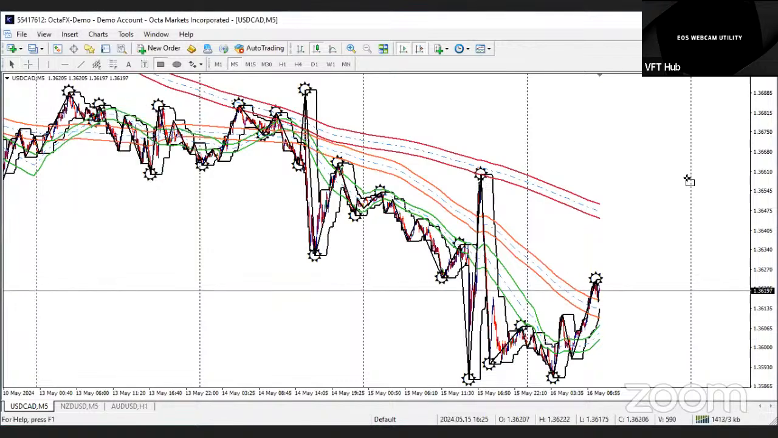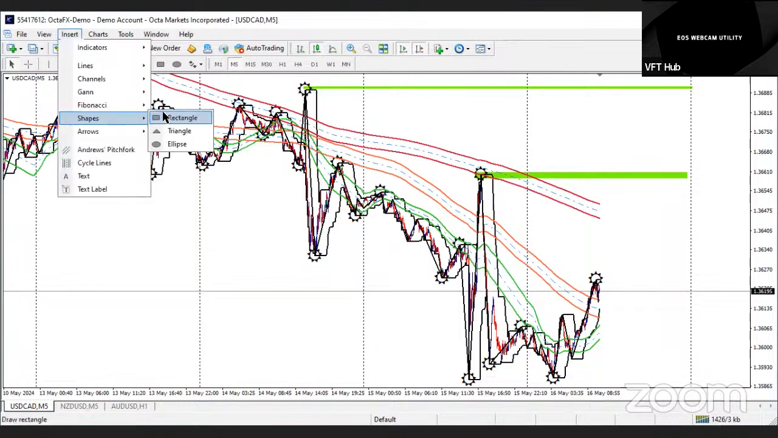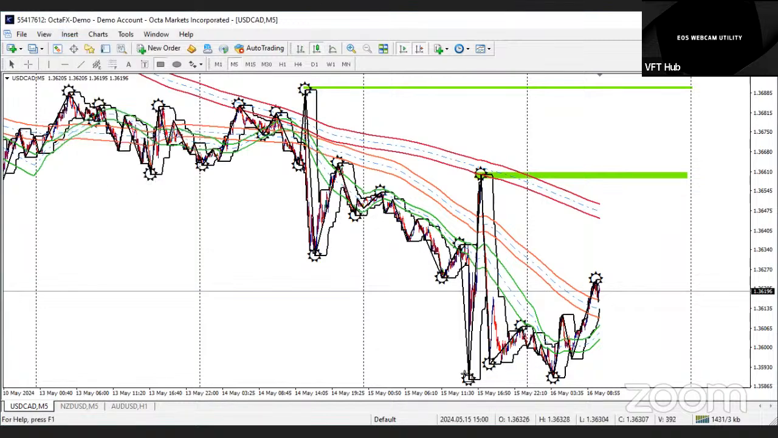So again, mark out these levels. This is what I do. Once I do a top-down analysis, I just go on my 5-minute time frame, mark out these levels, leave them on my chart, and I go about my day. When price gets to these levels, I then look at the market to see if my entry has been formed on the 1-minute time frame, and then I take the trade.